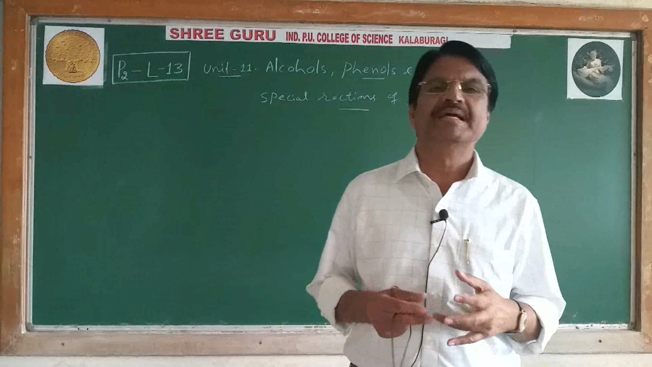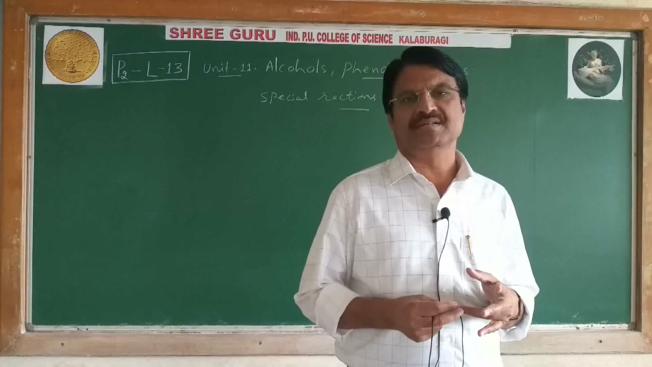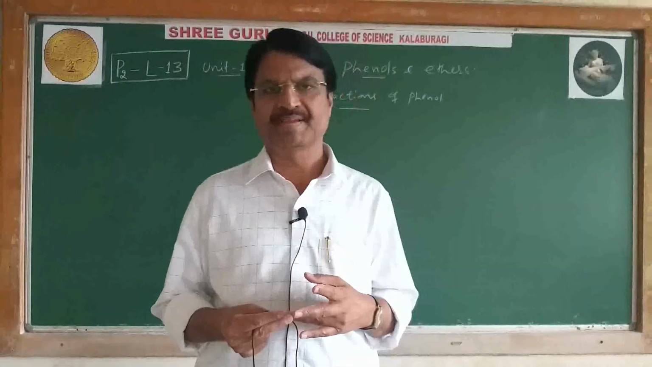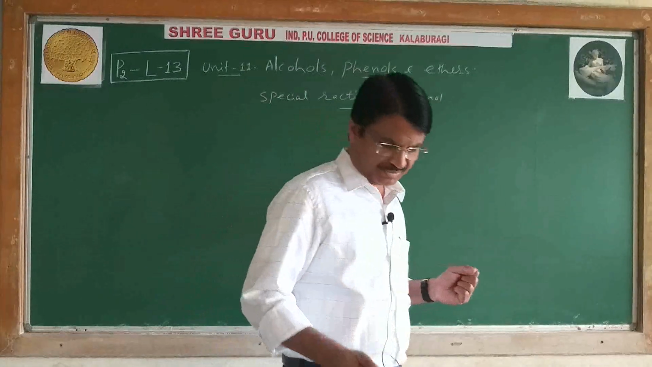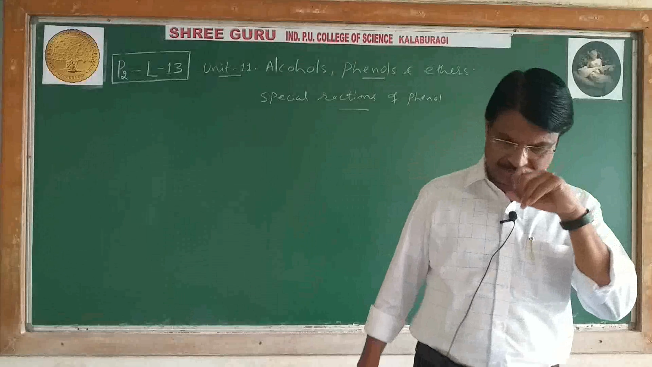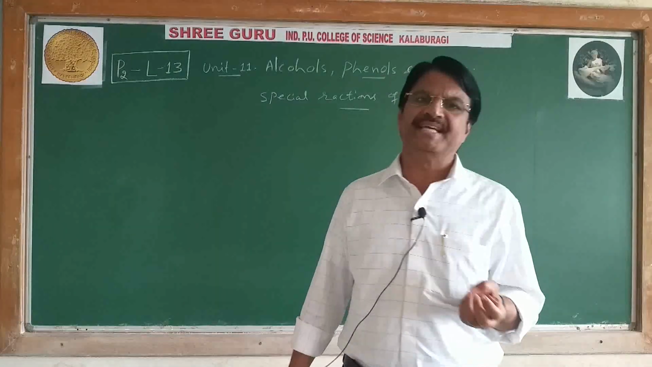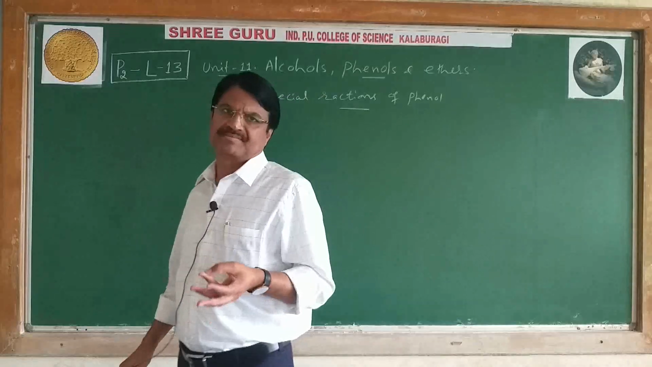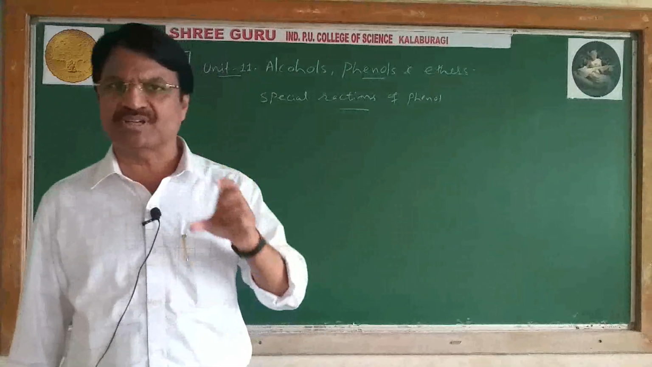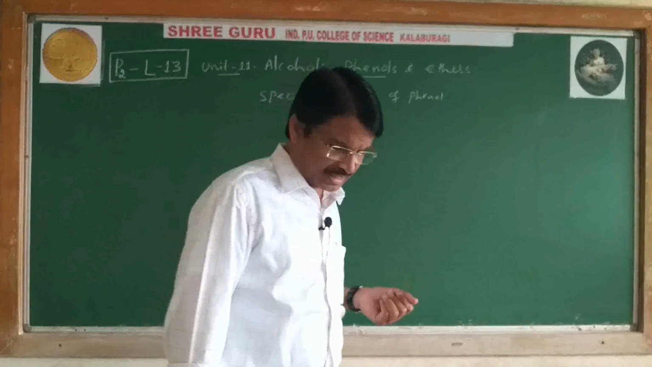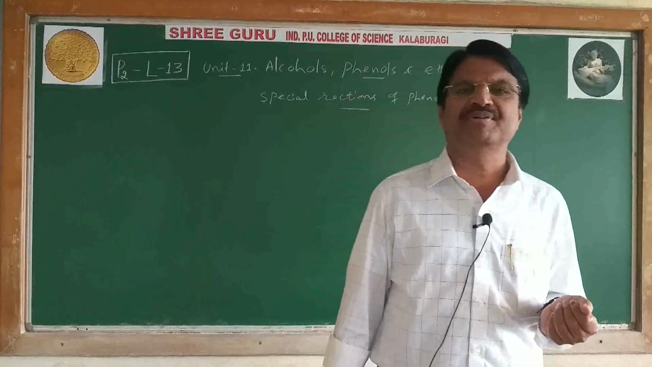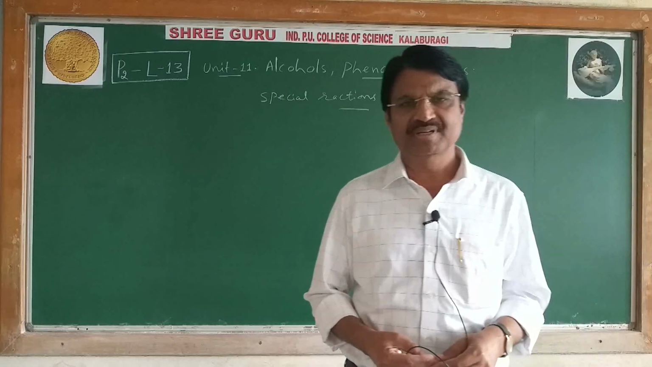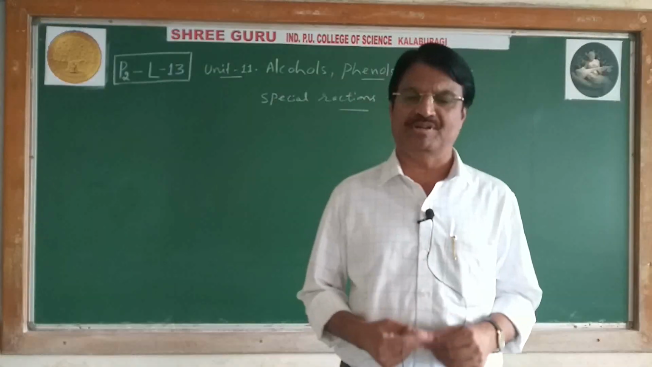It can give picric acid, called 2,4,6 trinitrophenol. This is by the nitration method. Next, bromination. Bromine water means bromine in a polar solvent like water. It can form a white precipitate of 2,4,6 tribromophenol.